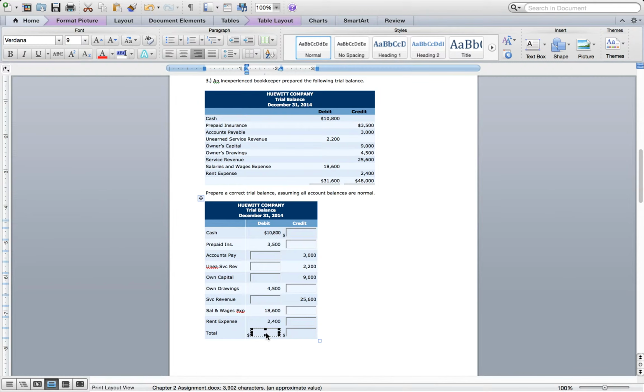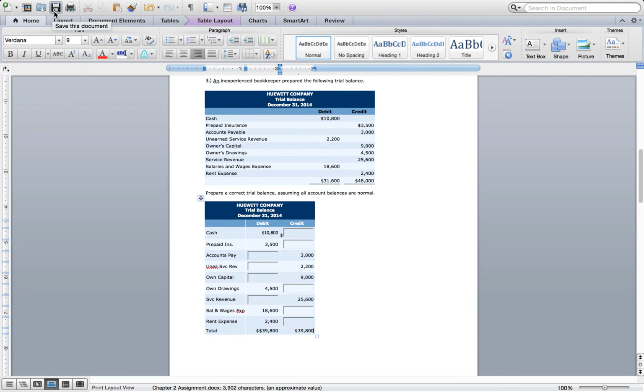Now, the last part you gotta do is you must total them all up. So, total the debit column, I have $39,800. And my credit balance will also be $39,800. Now, if they didn't match, something was wrong. Maybe you double booked something, maybe one was too high. These amounts have to match for it to be correct.